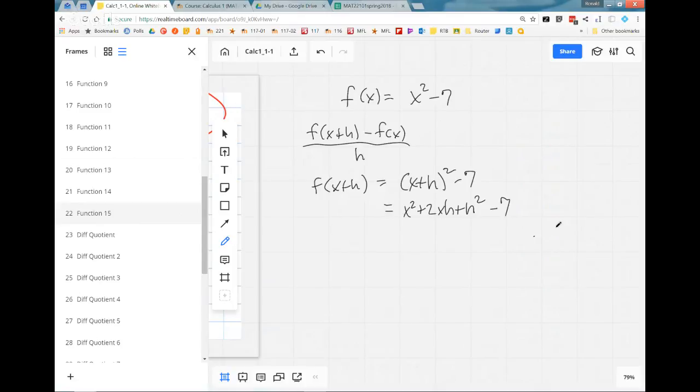Now from that, I'm going to subtract the original function f of x. And this time I'm going to use a vertical format here. So we're going to subtract x squared minus 7. And I can line up the terms that I wish to subtract. Okay, so we've got the subtraction. That's all over h. And of course, we can factor an h out of the top, 2x plus h, all over h. The h's cancel. And there's our difference quotient, 2x plus h.